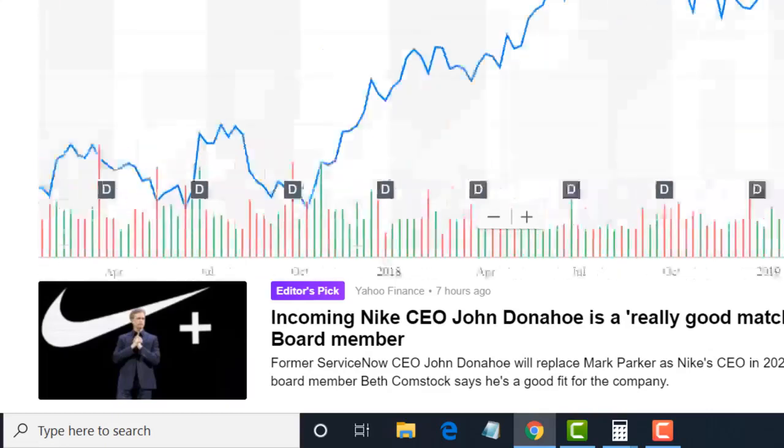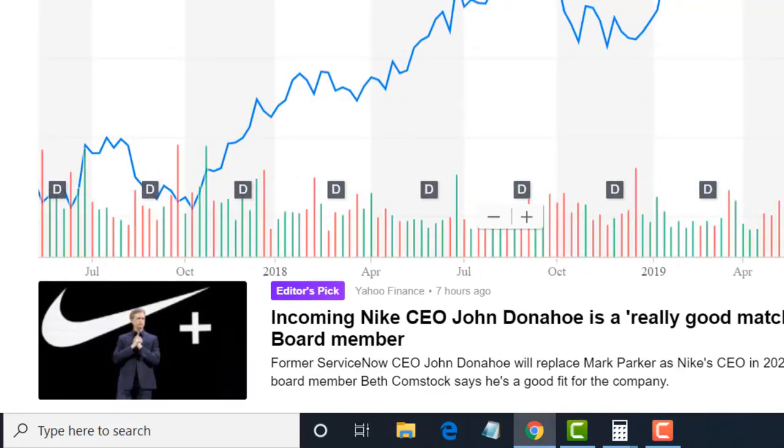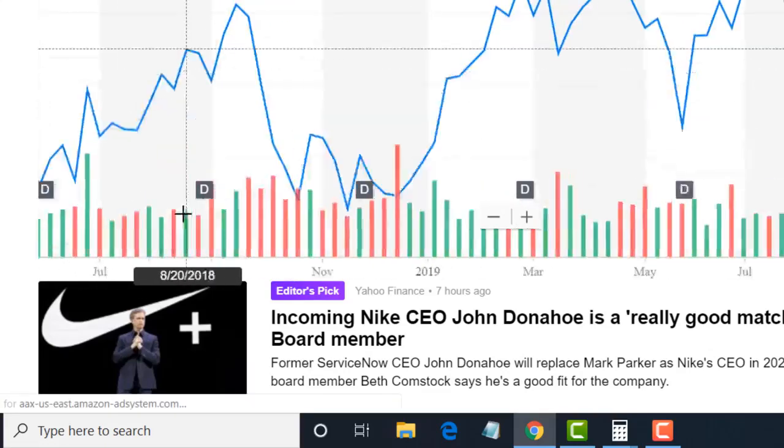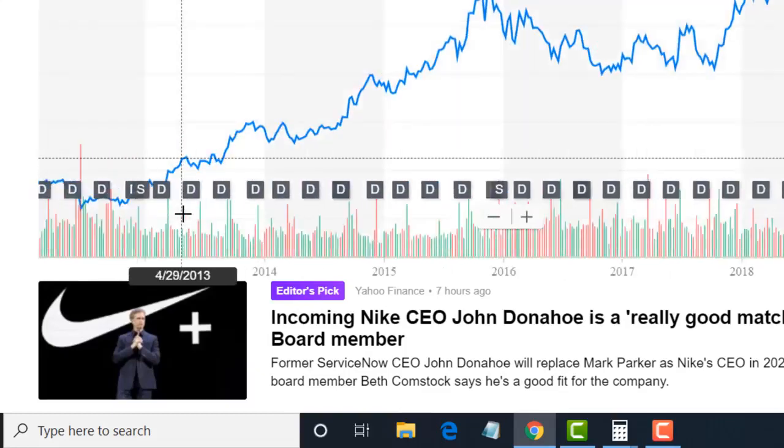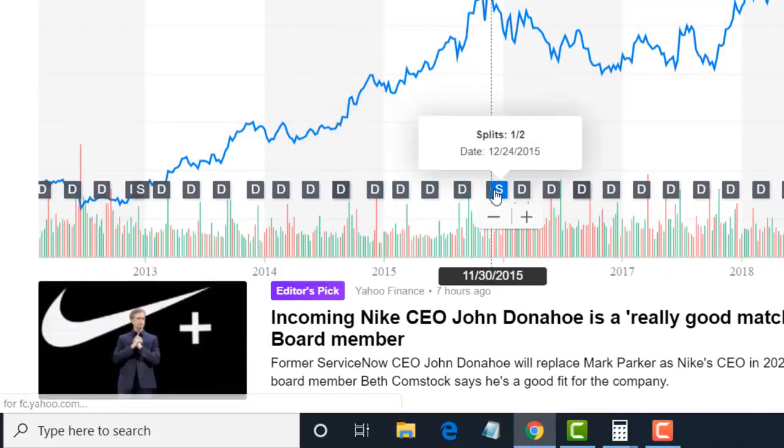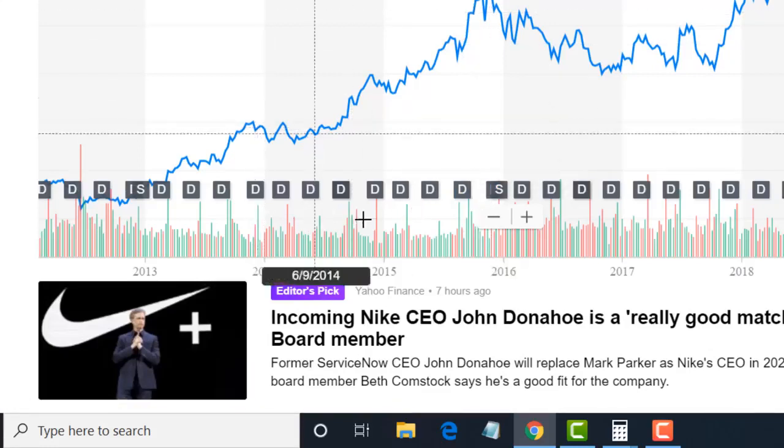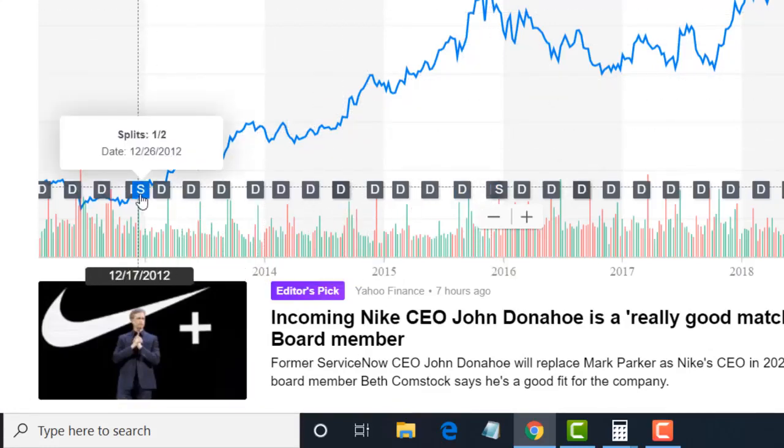And then if I fast forward to some years ahead of this, this is 2018. I may have to go back a little bit. We'll find another stock split here. Here's a stock split on December 24th of 2015. And so we can see the stock splits. Here's a stock split here, December 26th of 2012. So we can see that Nike has done several stock splits. And in fact, it has done a stock split 7 times, a 2-for-1 stock split 7 times.